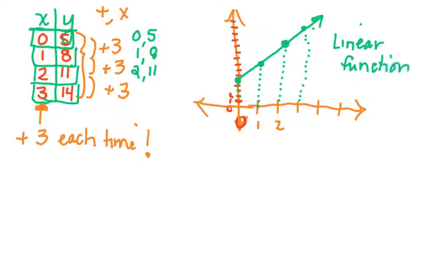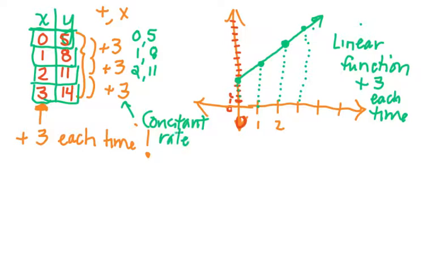How do I know it's linear? I'm adding 3 each time. Okay, this is constant. A constant rate of change. I'm adding 3 each time. So there you go right there. Again, reading a table, making sure I recognize a pattern. What was the pattern? I added 3 each time.